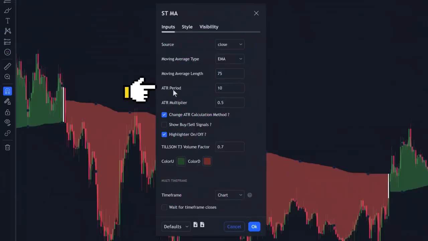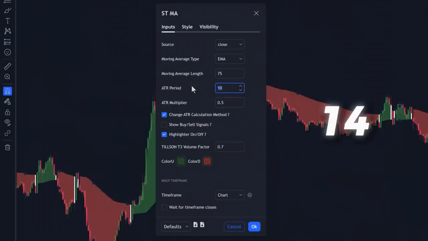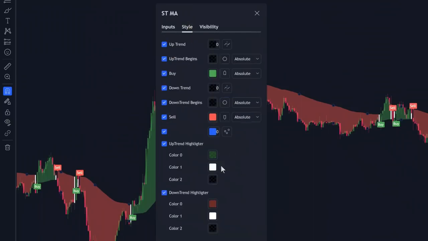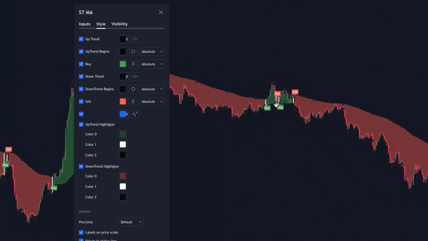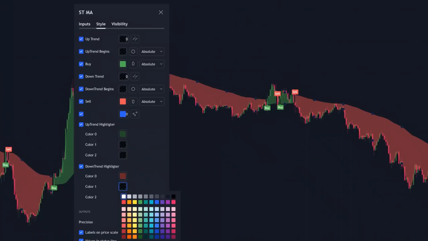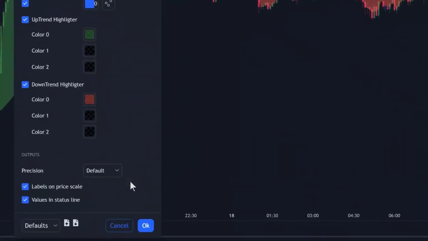Then right here, we can change the ATR period. For this strategy, we're going to change it to 14. As for the ATR multiplier, we're going to leave it at default. Now, to showcase how this indicator can be used to trade, let's activate the Show Buy-Sell Signal option. Then head over to the Style tab and change the opacity of these white highlighters to 0%. That is going to hide these white signals that indicate a shift in market trend from bullish to bearish and vice versa. After that, click OK.